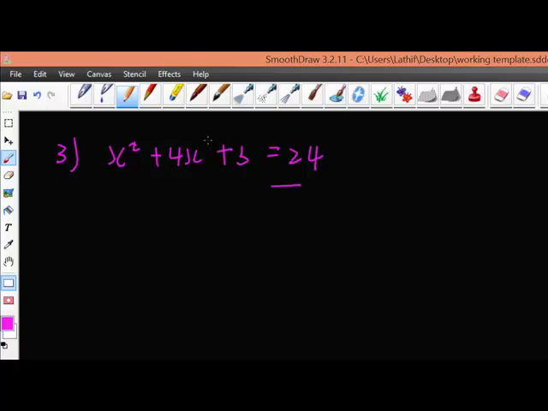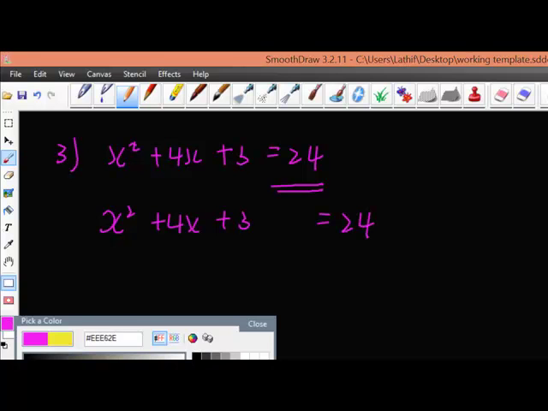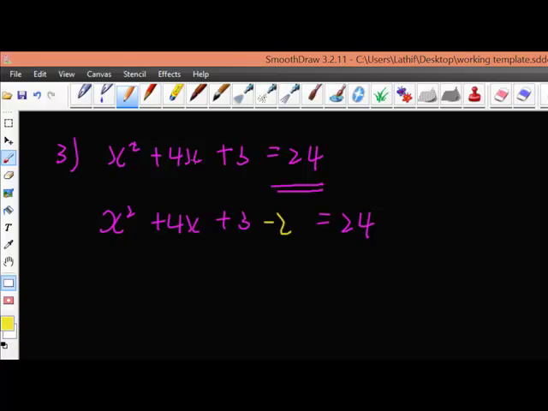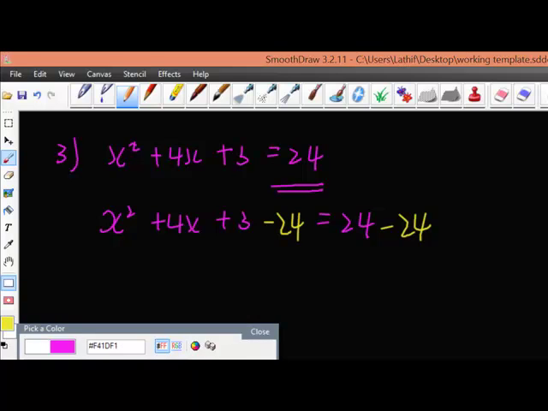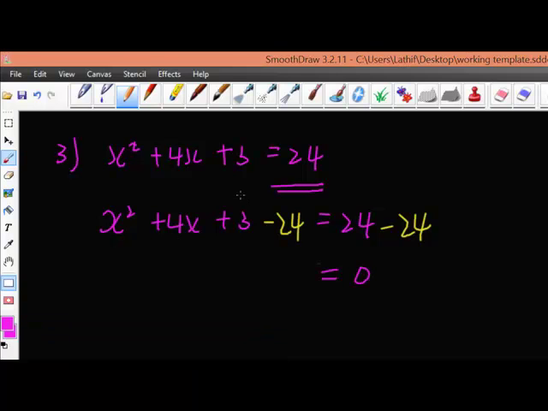So let's look at the 24 over here. We can actually make this equals to 0 by subtracting 24 on both sides of the equation. So we will subtract 24 for both sides of the equation. And if you realize, 24 minus 24 is equal. And what happens to the left hand side? x squared plus 4x minus 21 equals to 0.